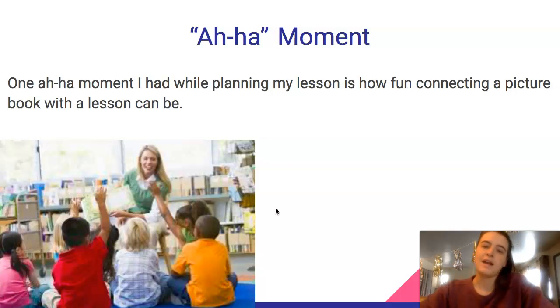One aha moment I had while coming up with this lesson is how fun it can be connecting a picture book with a lesson, how engaging it can be. At first I thought it'd be challenging to find an activity that connected, but it actually wasn't hard at all, and I just feel like using picture books is more interesting to kids, keeps them engaged, and makes it easier to connect to real world problems.